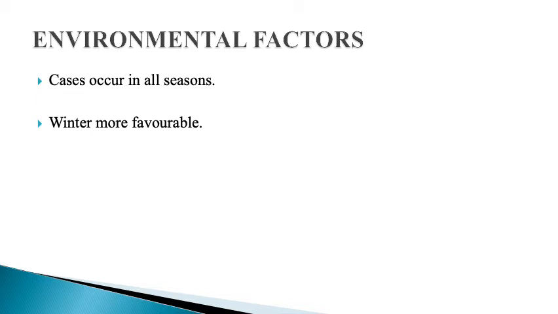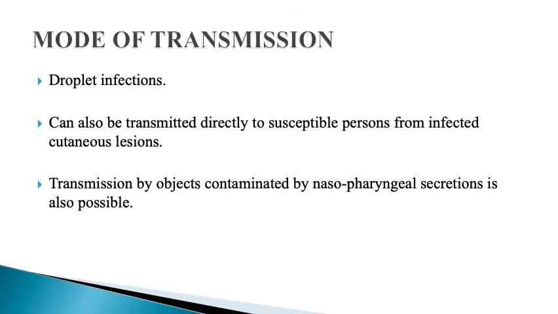Coming to the environmental factors, these occur in all seasons, but winter months are more favorable. What are the modes of transmission? The disease is usually spread by the droplet infection. It may also be transmitted directly to susceptible persons from infected cutaneous lesions, and it may also be seen by nasopharyngeal secretions.